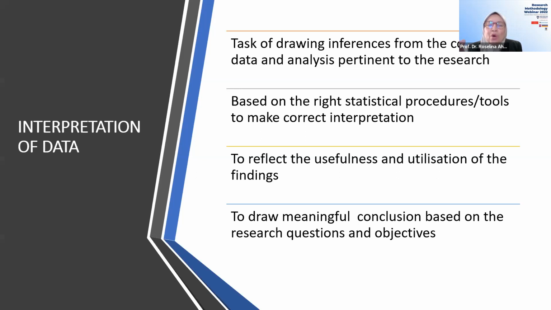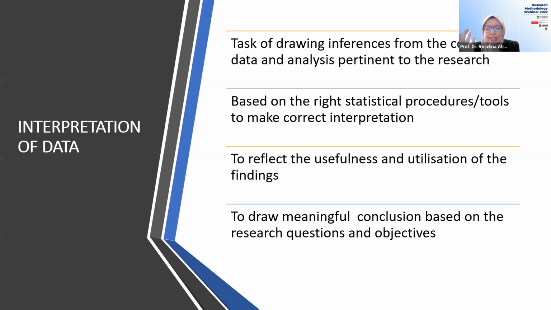This is where you are normally tested by your examiner. They ask, what does it mean when your mean is 3.0? Or what does it mean when the composite reliability or cross-loading is 0.3 or less than 0.5? That is testing your understanding of the statistical output. The third part of the interpretation of data is to reflect the usefulness and utilization of the findings. What do we mean by usefulness?